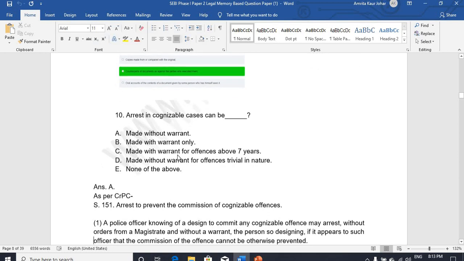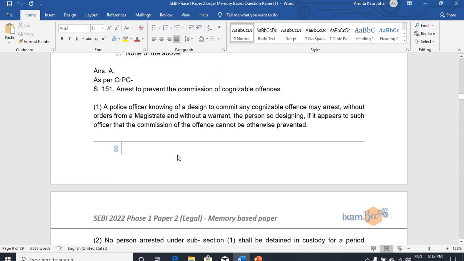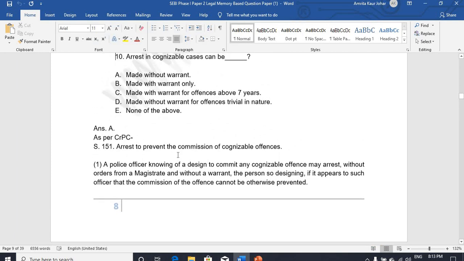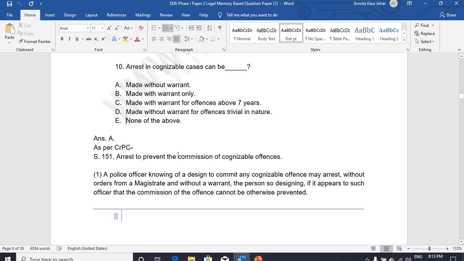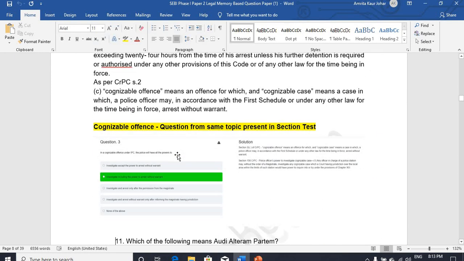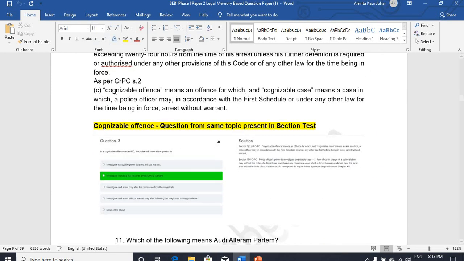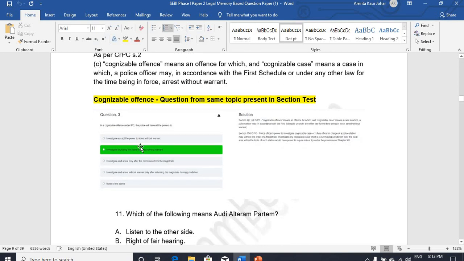Again, a question from CRPC. Arrest in cognizable cases can be done by a police officer. That is provided under section 151 of CRPC, and a police officer can do it in cognizable cases, which is defined under section 2 of CRPC. Cognizable offense, and this related question is also present in our section test, question number 3.